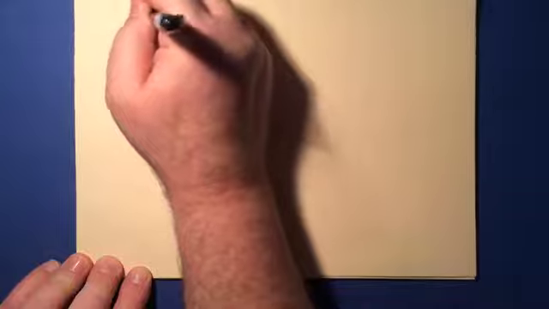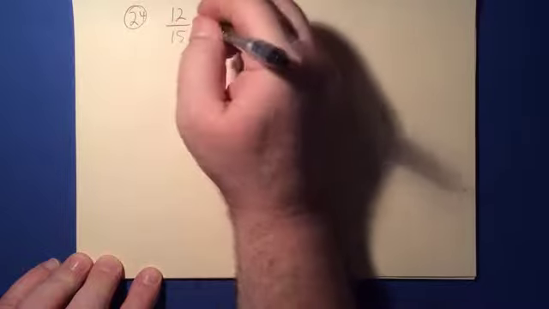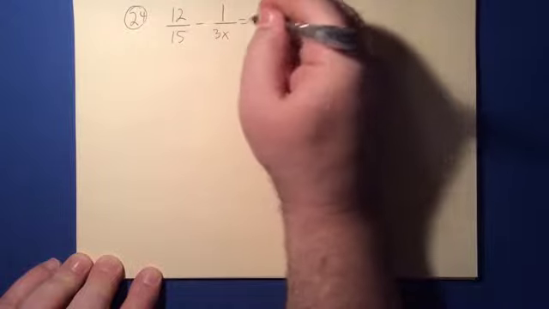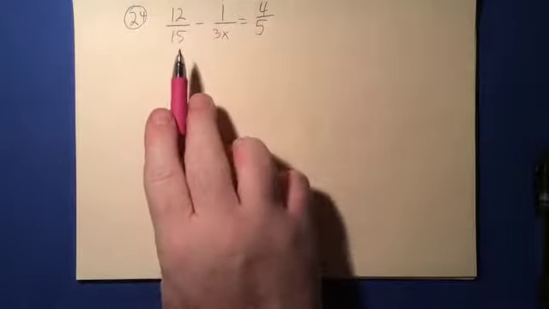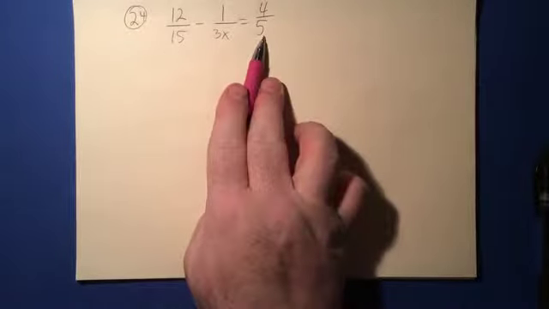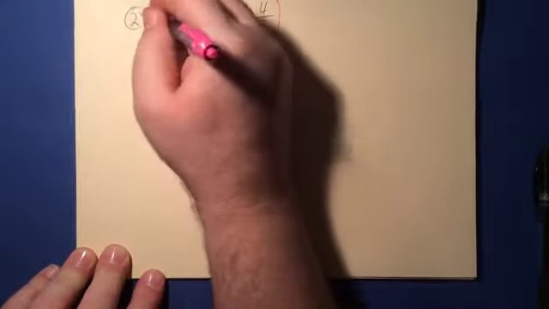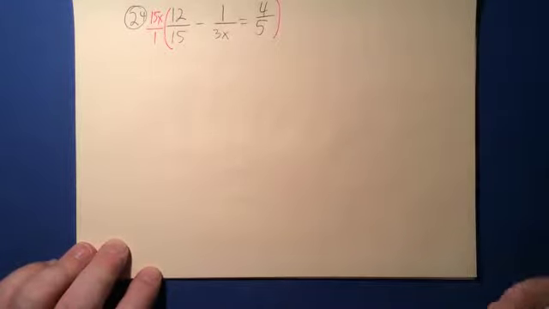Let's go ahead now to question number 24. Similar technique in this question here, about the same level of difficulty, but good for reinforcement. We have 12 over 15 minus 1 over 3x equals 4 over 5. So we look at 15, 3, and 5. Hopefully most of you recognize 15 is the least common multiple of these three numbers. And we have an x here also. So I'm going to multiply everything through here by 15x over 1. Let's see what we get when we multiply that through.